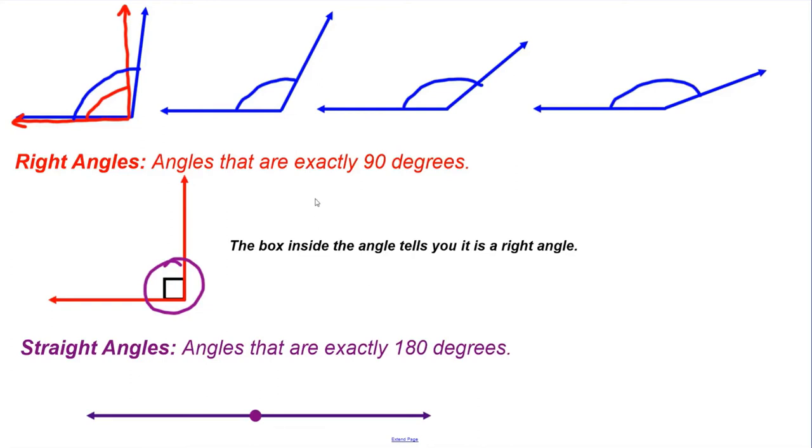And then the last angle is called a straight angle. And these angles are exactly 180 degrees. So that's probably as wide open an angle that we're going to work with. So this angle actually goes from here to here like this. Even though it looks like a straight line with a dot in the middle of it, this is actually the vertex right here. And that is a straight angle, one that is exactly 180 degrees. So the four types of angles: acute angles, obtuse angles, right angles, and straight angles.